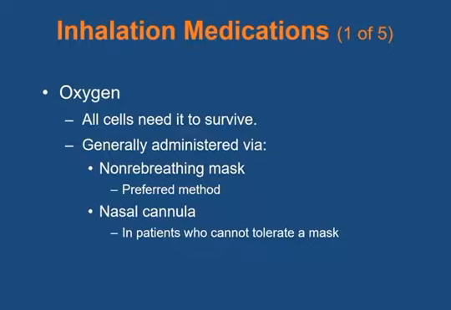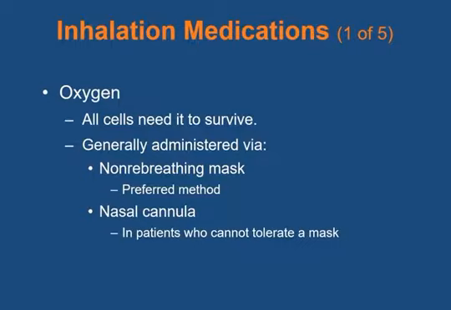Now for inhalation medications. The one you're going to carry is oxygen, and it is by far the most commonly administered medication in a pre-hospital setting. All cells, especially those in the heart and brain, need oxygen to function properly. So oxygen should be administered when a patient is not breathing or they're having trouble getting air. It's generally administered via a non-rebreathing mask at 10 to 15 liters per minute. This is the preferred method and can provide up to 90% inspired oxygen.